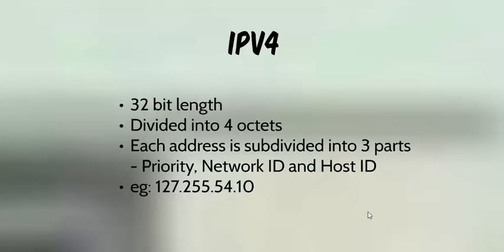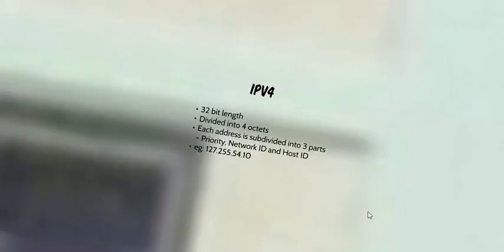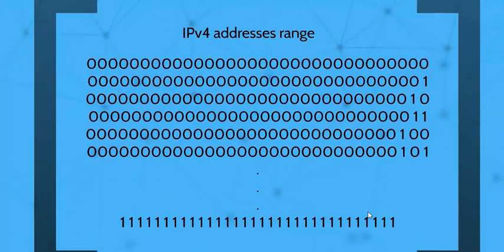The 32-bit IP address is divided into 3 parts, namely priority, network, and host portions. An example for an IP address with IPv4 can be 127.255.54.10. Let's see the ranges of IP addresses.